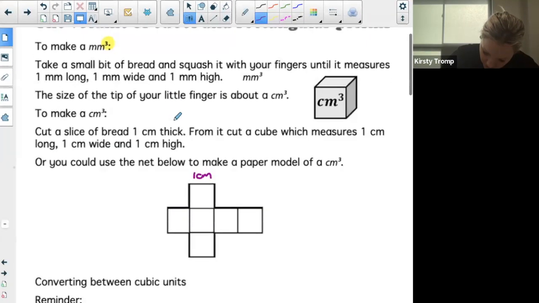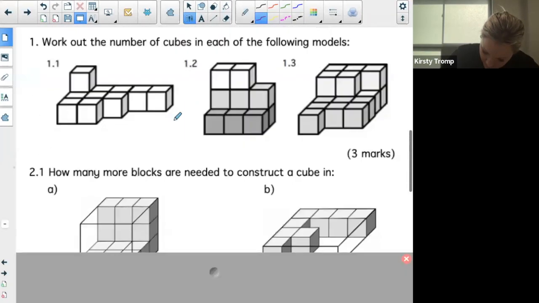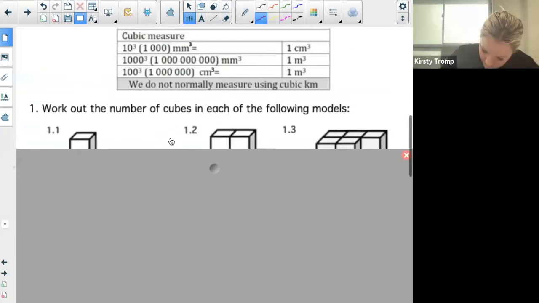Right, the page just jumped up a little bit. Let's just move that up.